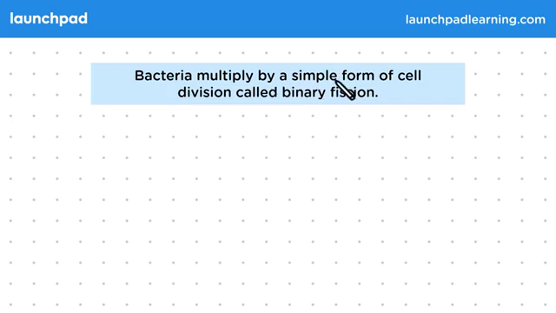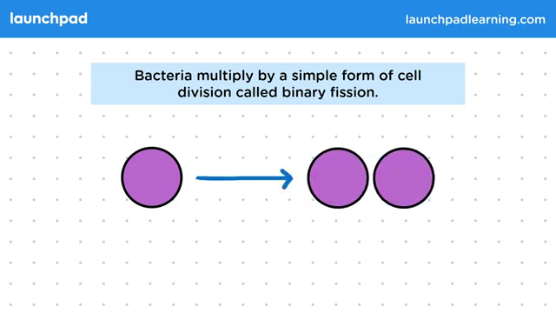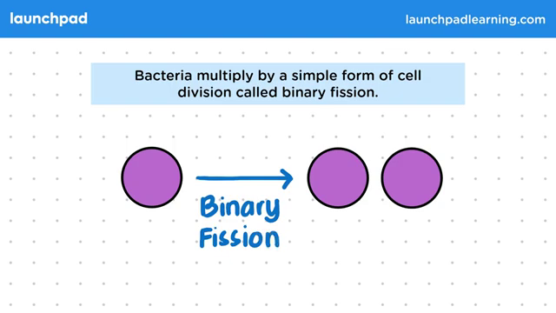Bacteria multiply by a simple form of cell division called binary fission. Using this process, bacteria colonies are able to grow. Binary fission is different to cell division in eukaryotes. This is because prokaryotes carry out binary fission, and these lack membrane-enclosed organelles like the nucleus.